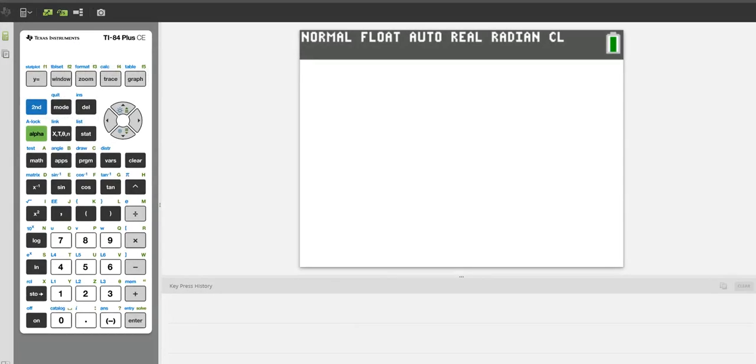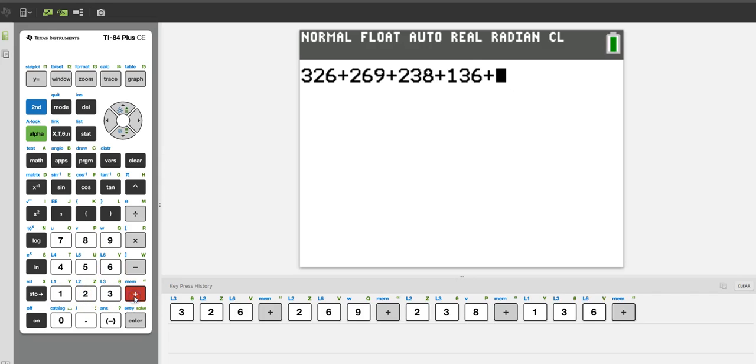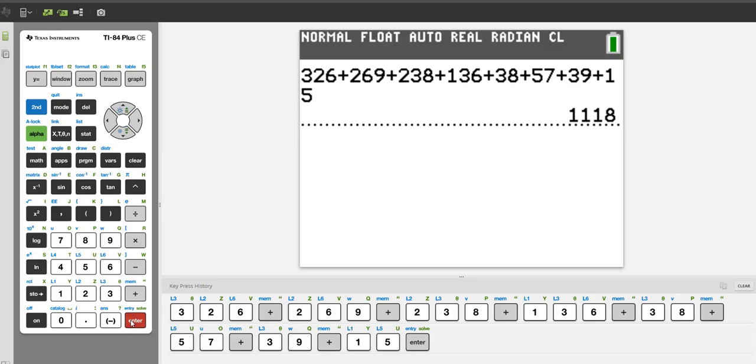So on the calculator, I wrote down these numbers. I'm adding up 326 plus 269 plus 238 plus 136, and then in the second row there, plus 38 plus 57 plus 39 plus 15, and that gives me the total number of orders. We're talking about 1,118 orders. I'm going to write that number down, 1,118.